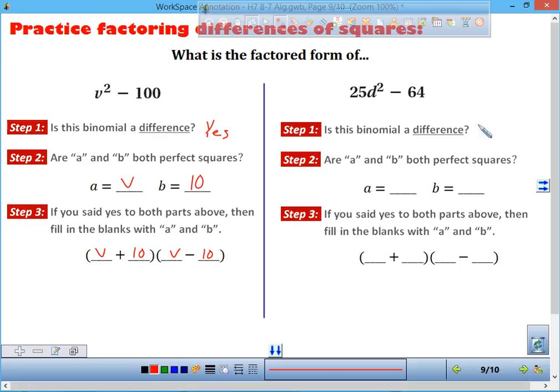Next one, the difference again because subtraction. 25d squared is perfect. The square root of that is 5d. And the square root of 64 is 8. So it's perfect. Okay, so we have 5d plus 8 and 5d minus 8. Okay, so it's easy to factor some of these certain polynomials if you can just recognize some perfect squares.